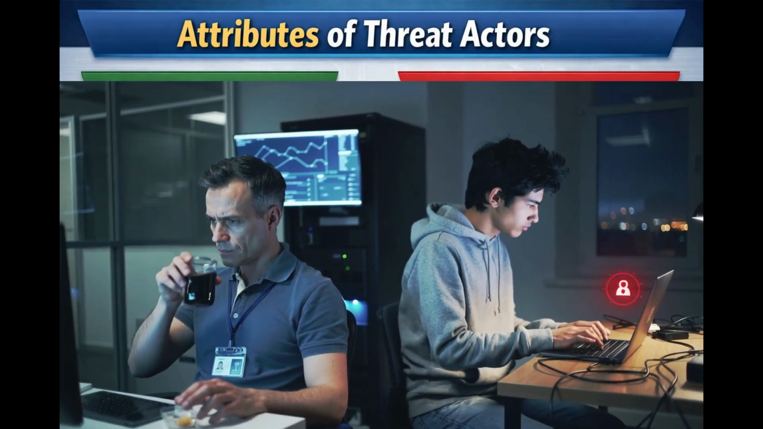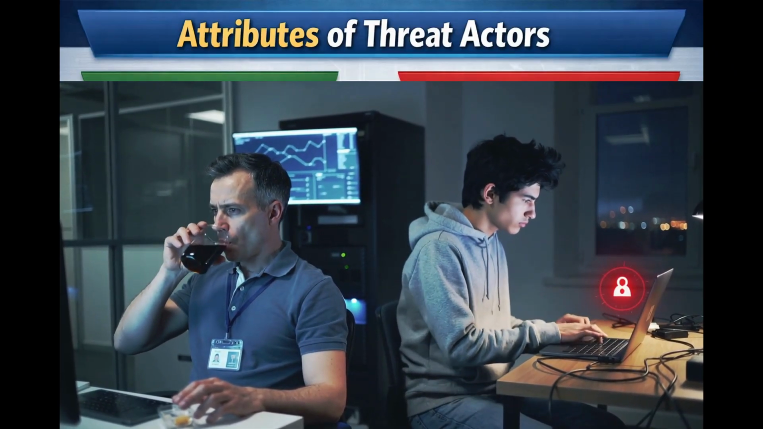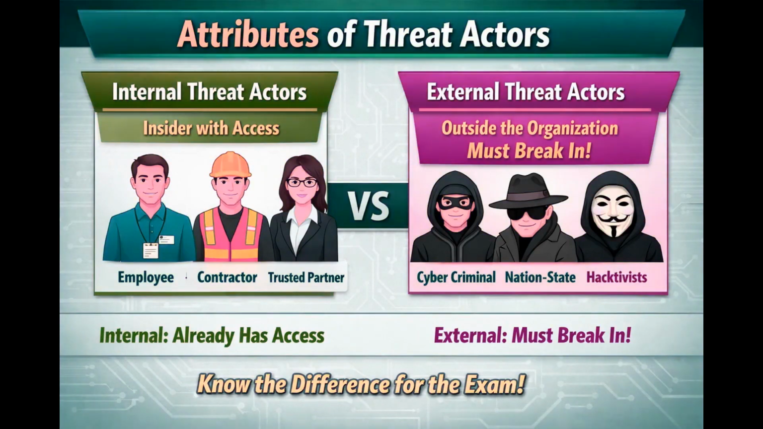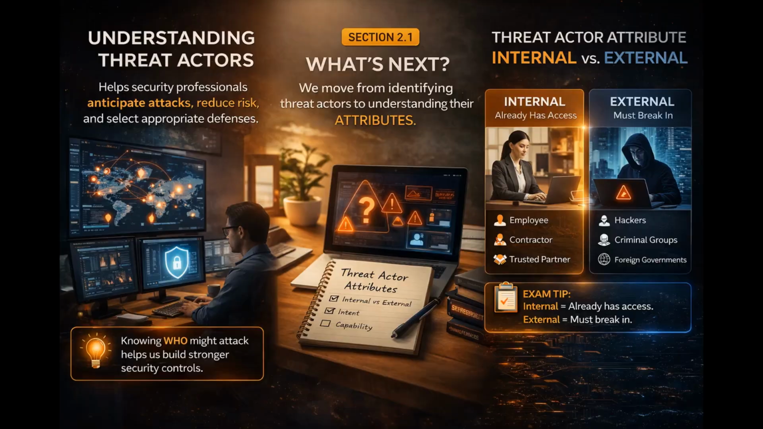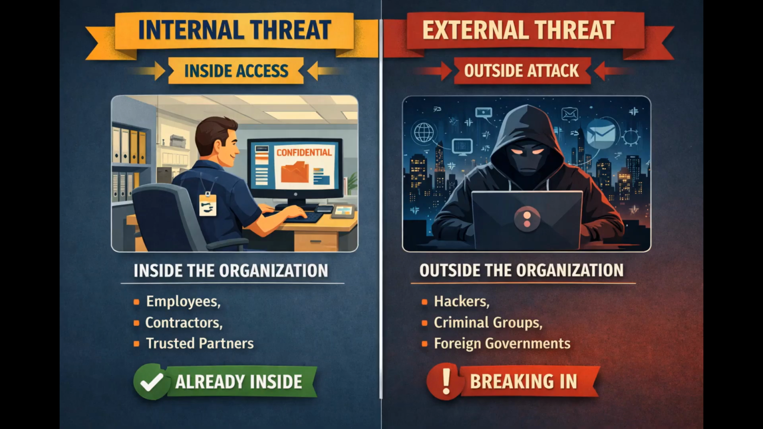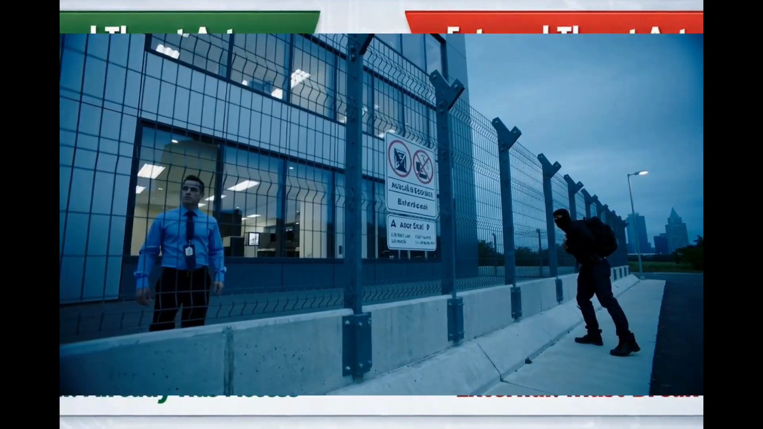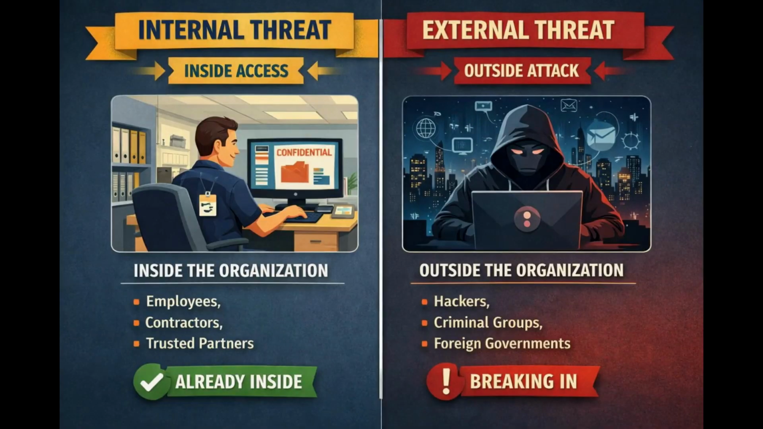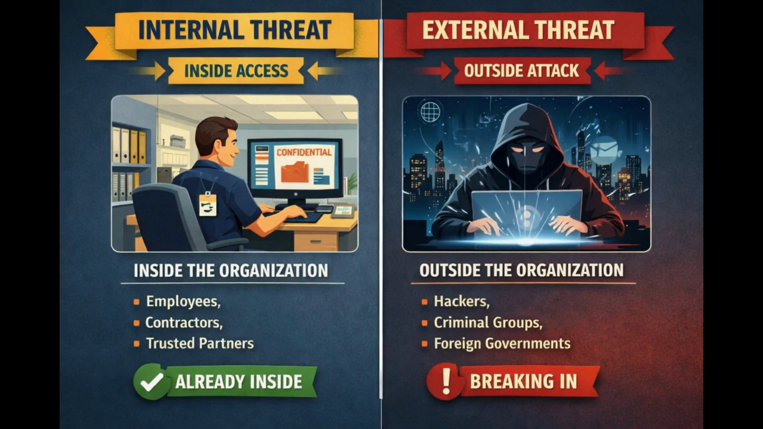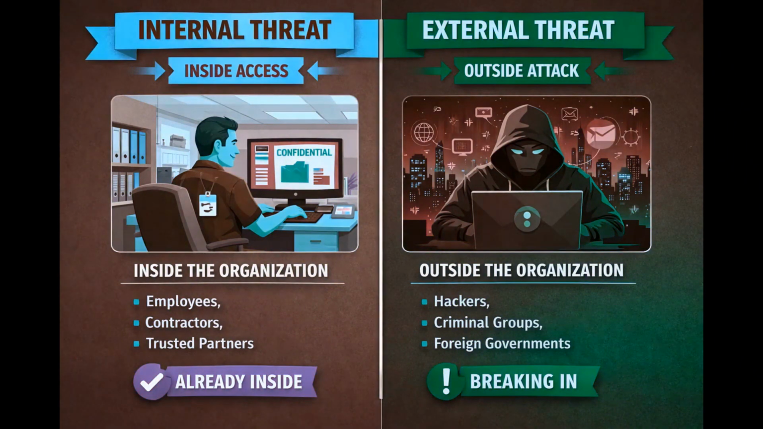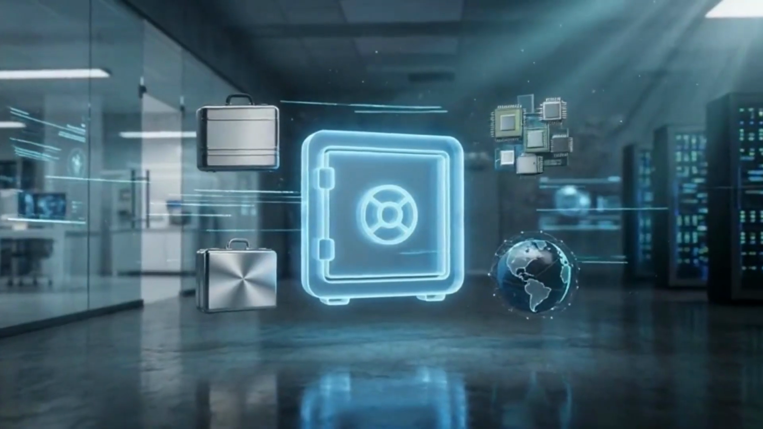We are still in Section 2.1. Now we move from identifying threat actors to the attributes of threat actors. The first attribute is internal versus external. An internal threat actor could be an employee, contractor, or trusted partner. An external threat actor is someone outside the organization, such as hackers, criminal groups, or foreign governments. So for the exam, remember internal already has access. External must break in.